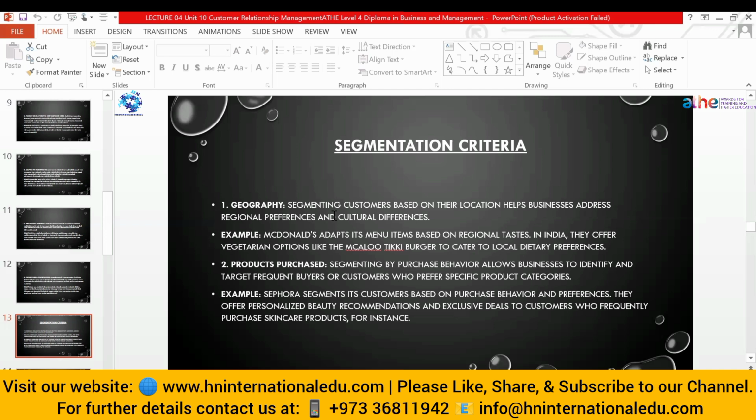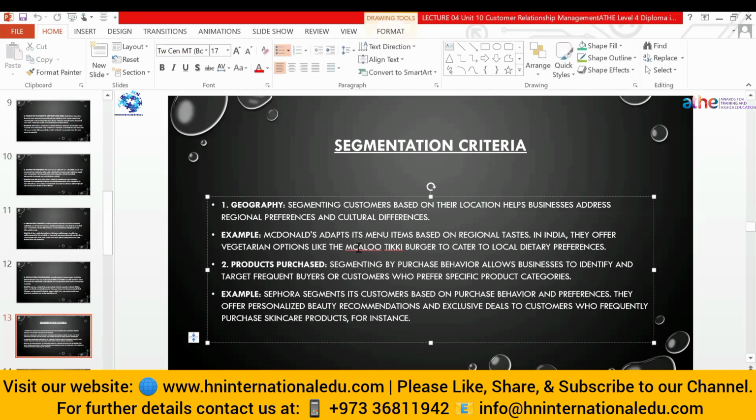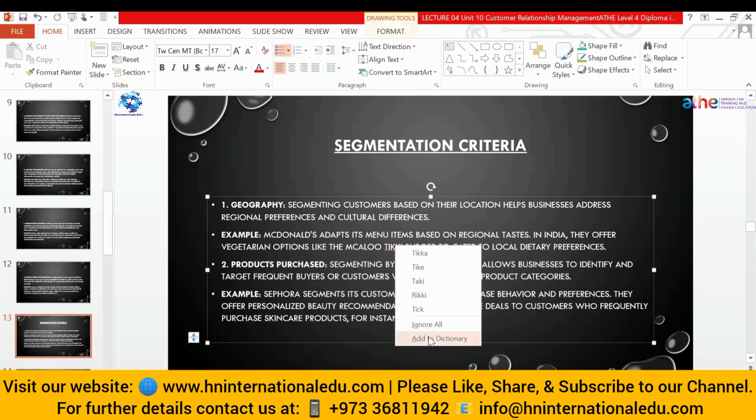For example, Sephora segments its consumers on purchase behavior and preferences. They offer personalized beauty recommendations and exclusive deals to consumers who frequently purchase skincare products, for instance. So this is an example, all right? These are all the examples which I'm providing here. They are supported by the points and they are the original examples.